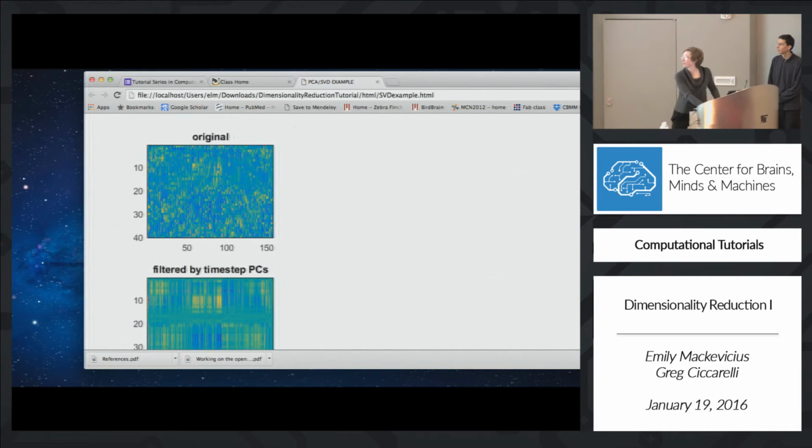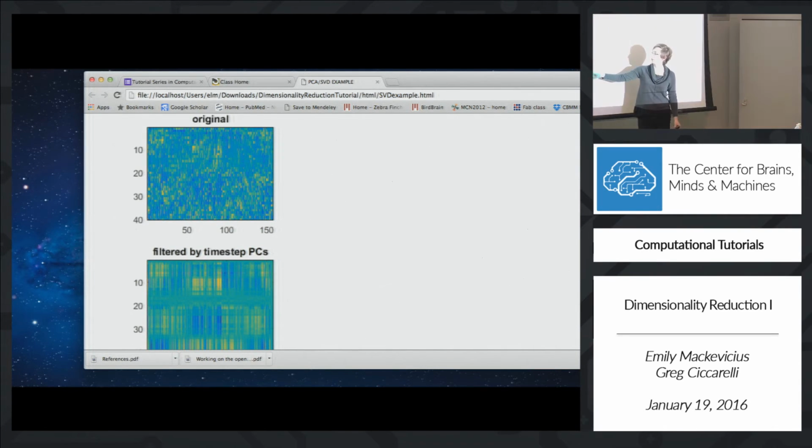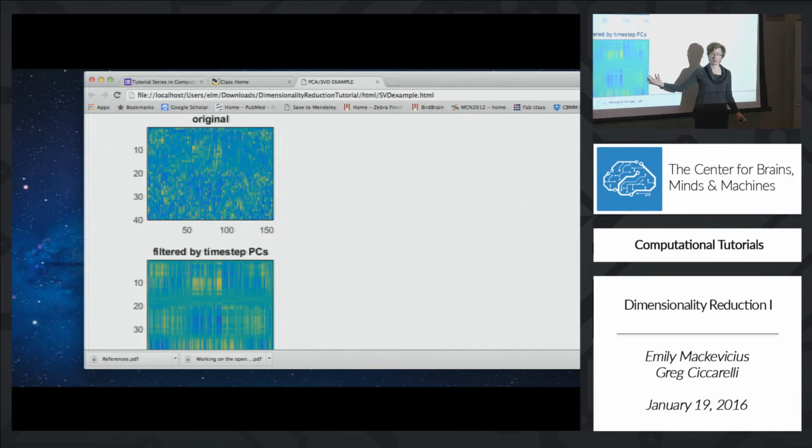So this is just the original data again. And then this is what it looks like filtered to just those two principal components. And you can see that it looks sort of like a denoised version of the original data. And you need to think about with your data, when are you, by doing this, extracting the signal, and when are you extracting the noise? But this is what, in this case, it looks like when you filter by just keeping the projection of your data on your first two principal components.